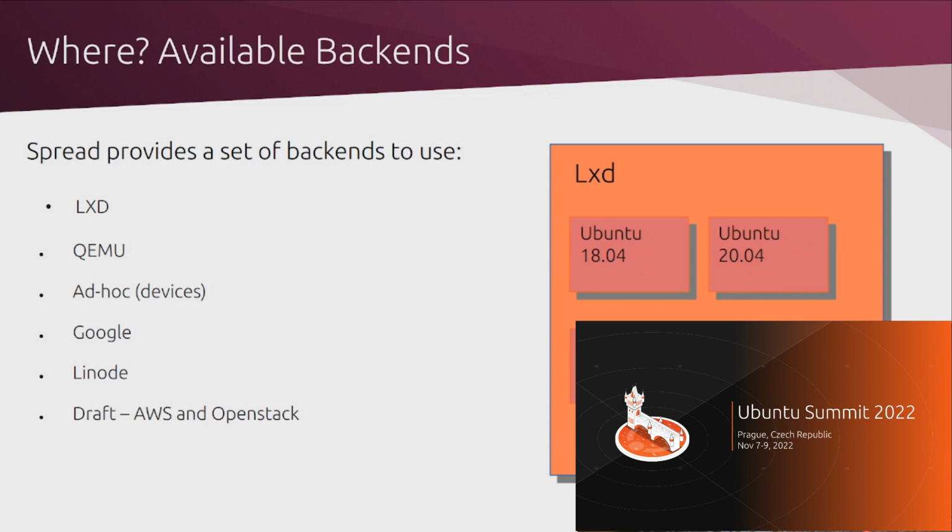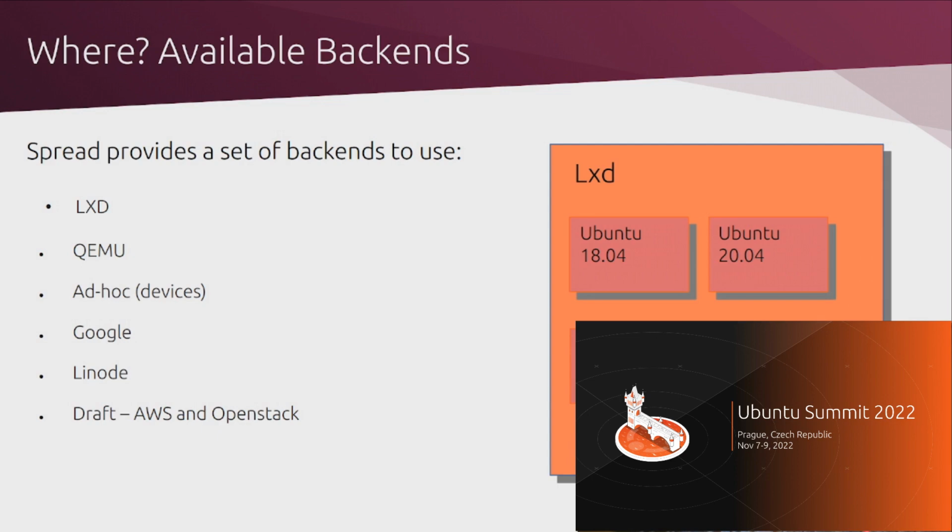Also, we're working on more. We have already done Amazon and a draft backend for OpenStack. If you can run it in a cloud environment, it's amazing because it's really fast and it's very easy to parallelize and execute and cover all the systems you want to cover.